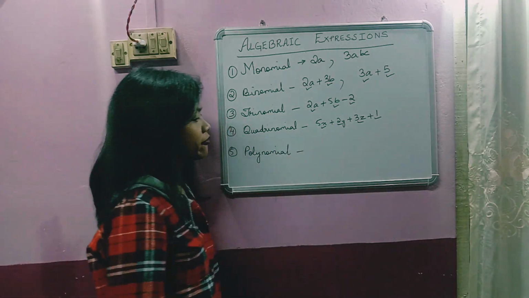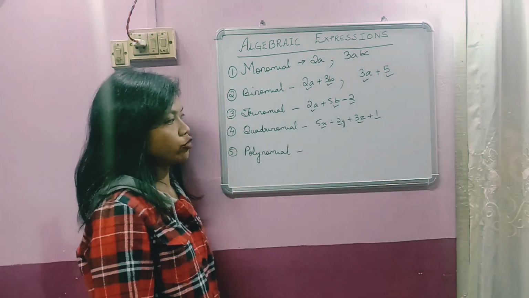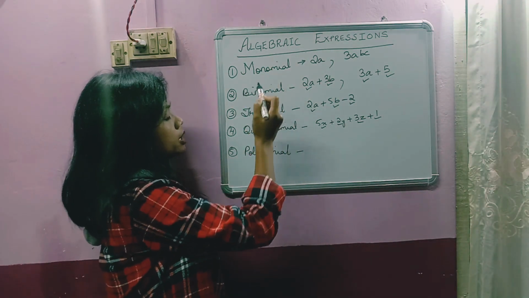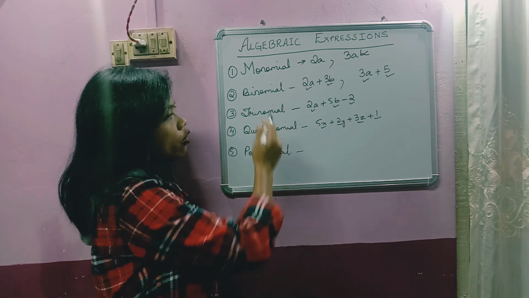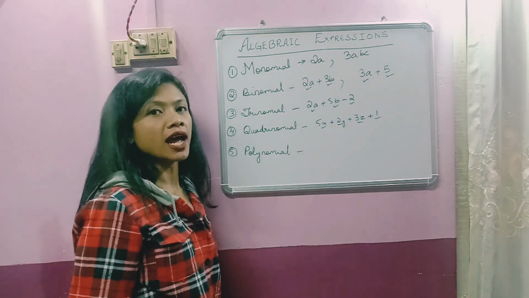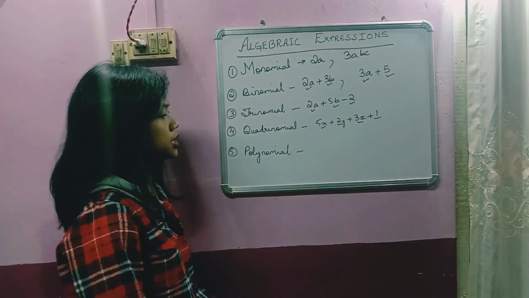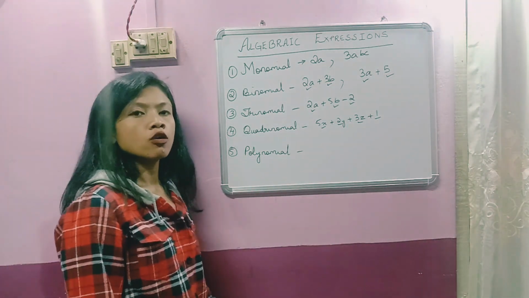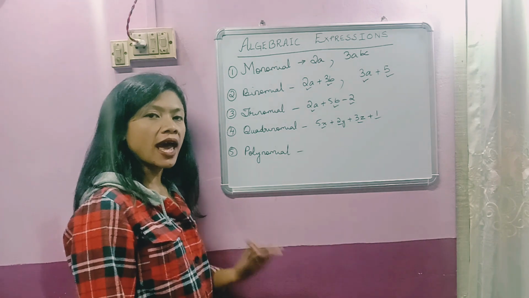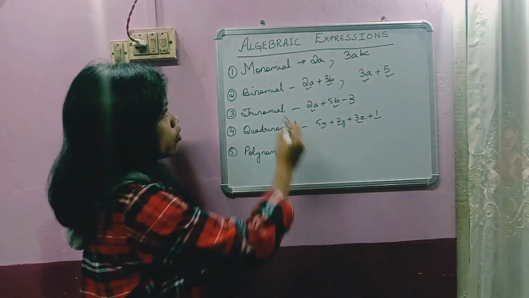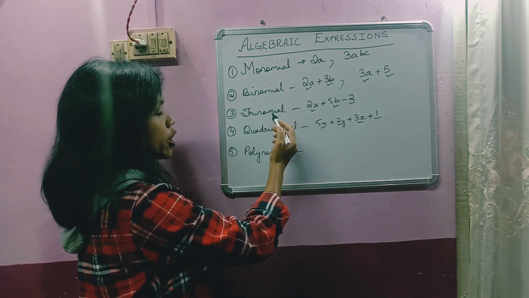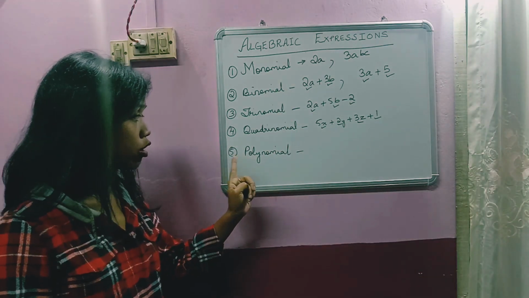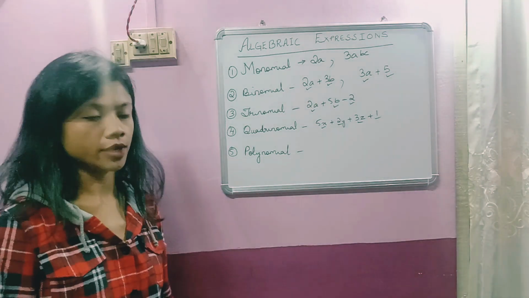Now next we have polynomial. Now what is a polynomial? All these terms, monomial, binomial, trinomial, quadrinomial, are known as polynomials. Which means a polynomial is an algebraic expression which has one or more terms, so all these monomial, binomial, trinomial, and quadrinomial are known by the name polynomial.